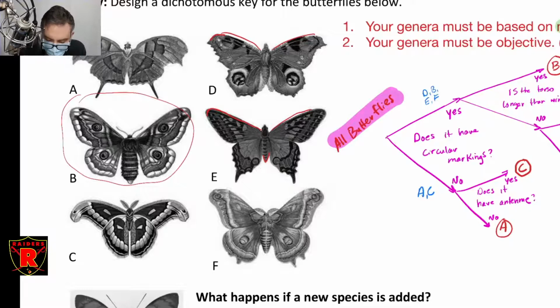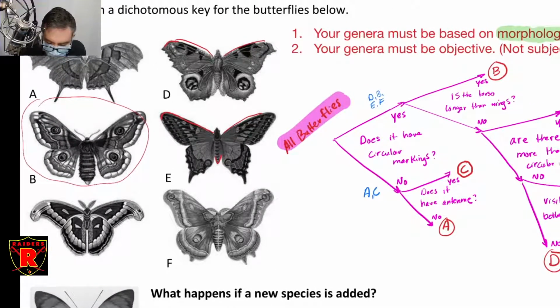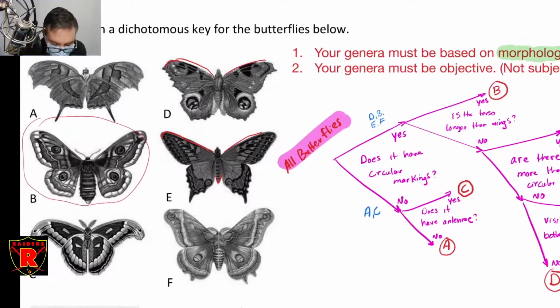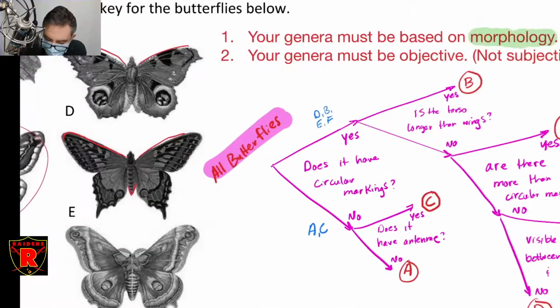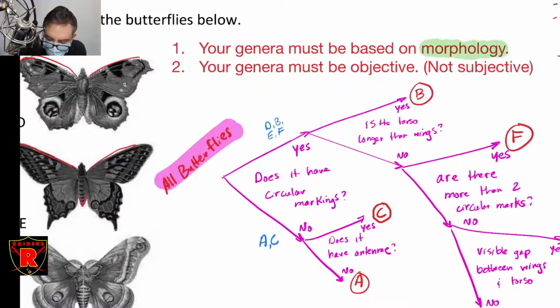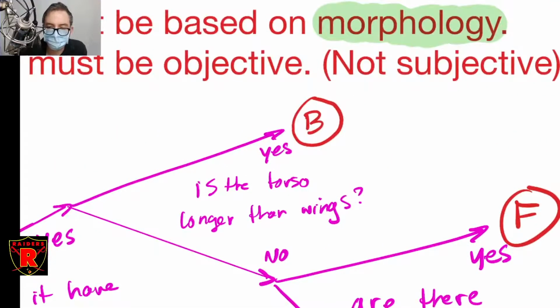You look over at your dichotomous key and you say, does it have circular markings on its wings? Yes, it does. Well, is the torso longer than the wings? Yes. Oh, well, that's species B. There you go. Functional key.